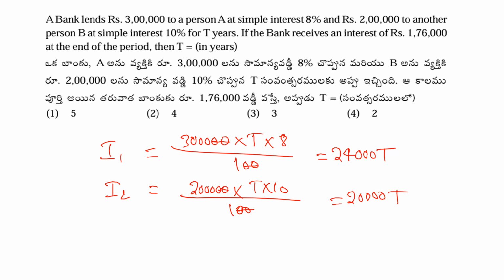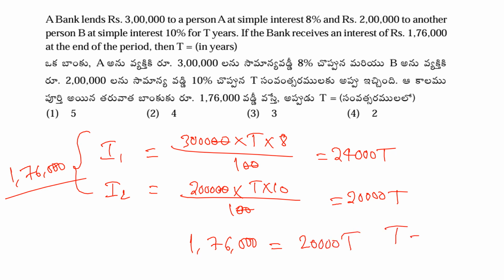So here the total interest value should be 1,76,000, equal to 20,000 T. Then what should be the value of T? We have to find it out. 3 zeros, 3 zeros. What is the total here? 44,000, right? My point, friends, is I'm just adding these two ends, 24 and 24. Then what will be the value of T?